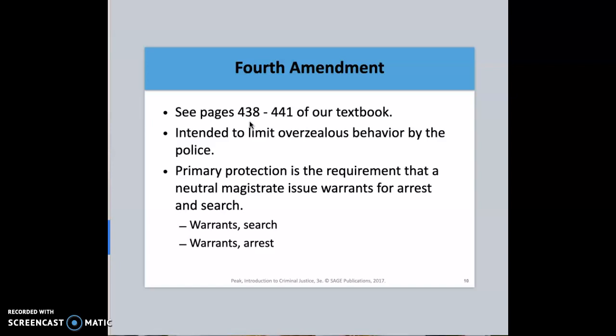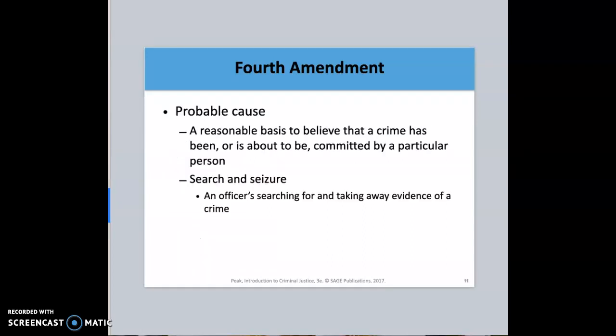It's intended to limit the overzealous behavior by the police. The primary protection is a requirement that a neutral magistrate issue warrants for arrests and searches: arrest warrants, search warrants, and so forth. A neutral magistrate has to review those and determine whether there is sufficient probable cause to warrant an arrest and search of a person's property, personal effects, things like that. Probable cause is a reasonable basis to believe that a crime has been committed, for example when we're talking about arresting somebody, or is about to be committed by a particular person.